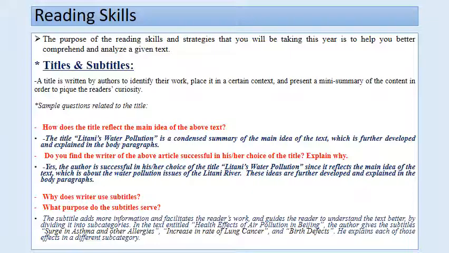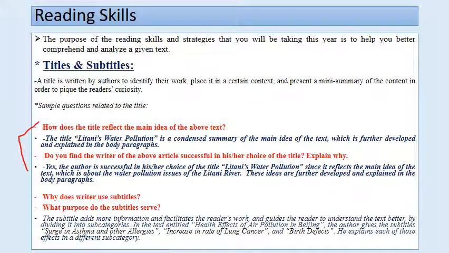What's the importance of a title? It's a mini summary or condensed summary of the content of the article or the text at hand. How will I ask such questions? This is pretty much how I will ask it. Of course, you guys are going to have to go through the PowerPoints and study those thoroughly again. I will ask them this way: how does the title reflect the main idea of the above text? And you have sample answers here.